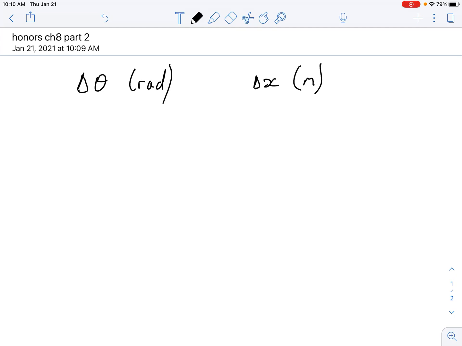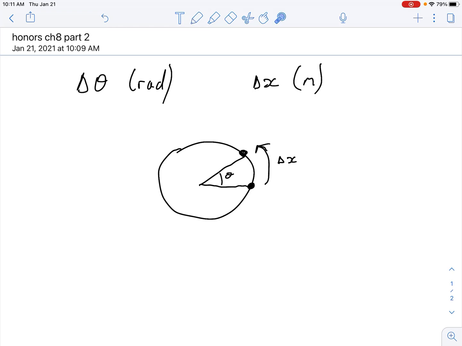Angular displacement just means we're measuring a displacement in terms of an angle instead of a distance. So in other words, if we think about somebody moving in a circle from point A to point B, they travel that length in meters. And another way of looking at it is they travel that angle in radians. So the same exact journey can be described equally well in meters, but that same journey could be described in terms of radians via this angle.